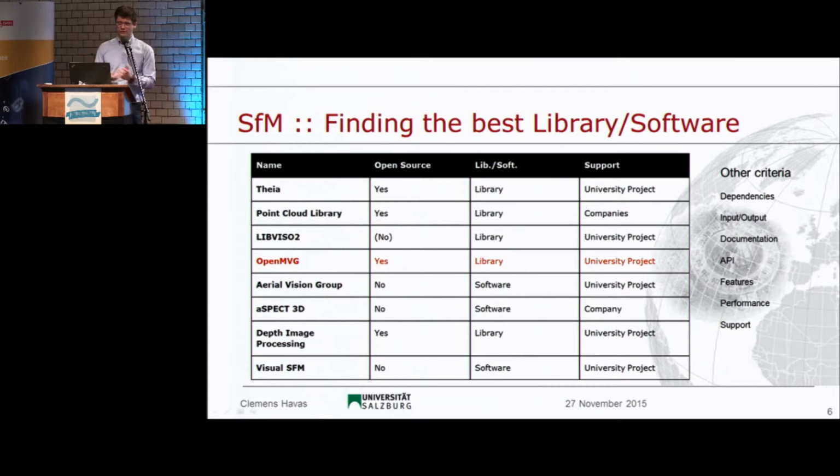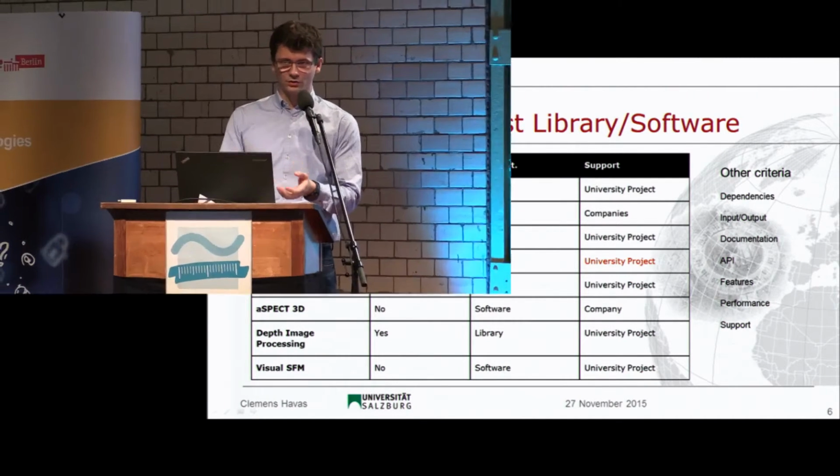Then we defined if it's a library or software. A library would be preferable, of course, but when we have open source software, we could also extract the models which perform structure from motion. And at the end, we wanted to know what's the organization behind those projects. Then we take a closer look at certain candidates and define other criteria like the dependencies, input-output, documentation, API, features, and so on. And at the end, we decided to take OpenMVG.